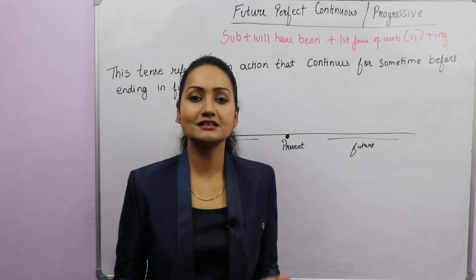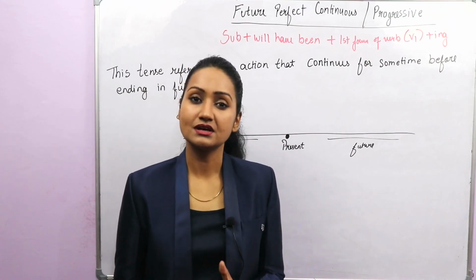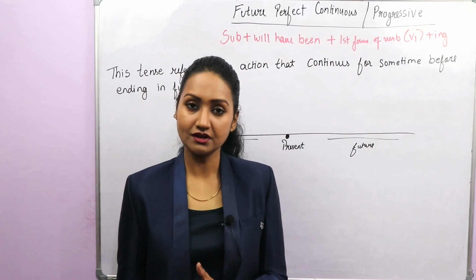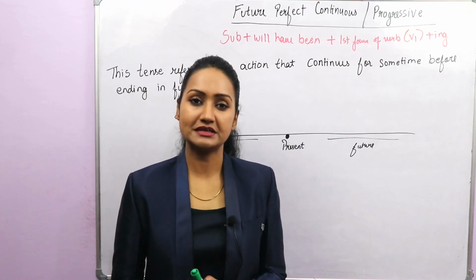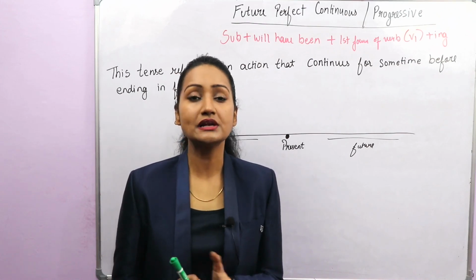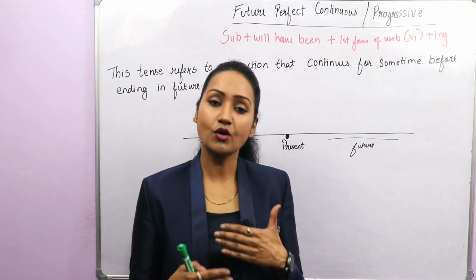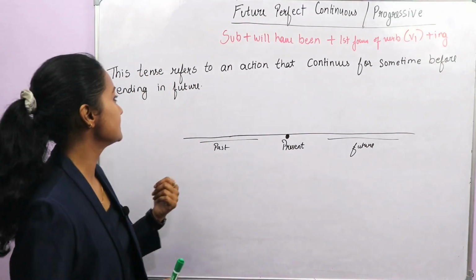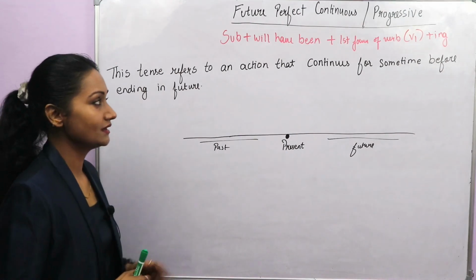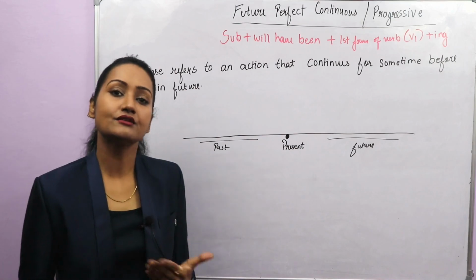What is future perfect continuous? Future means an action which will take place in future. Perfect means a completed action, and continuous means that the action will continue over a period of time. So according to this, future perfect continuous tense is a tense that refers to an action that continues for some time before it ends in future.